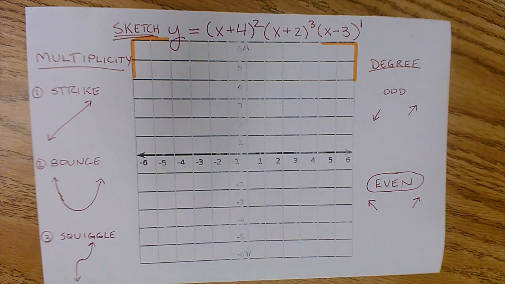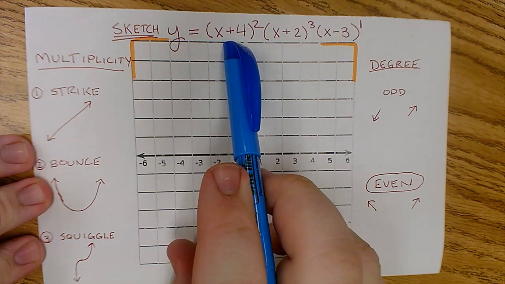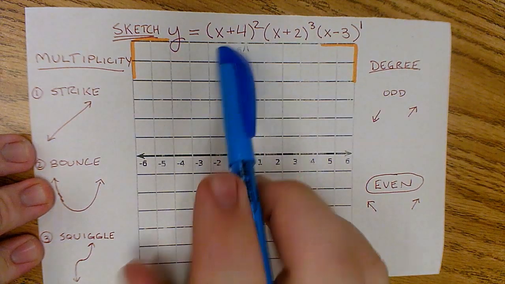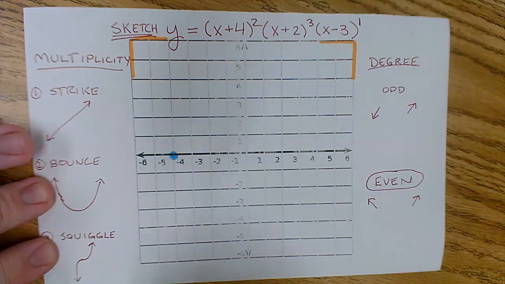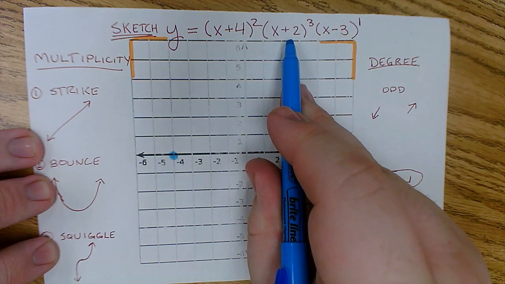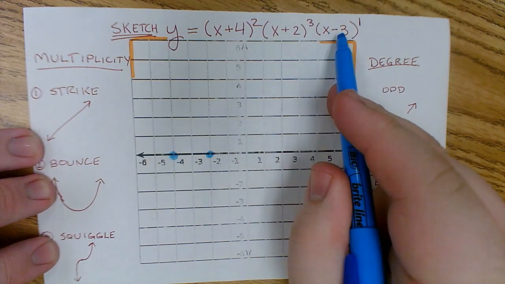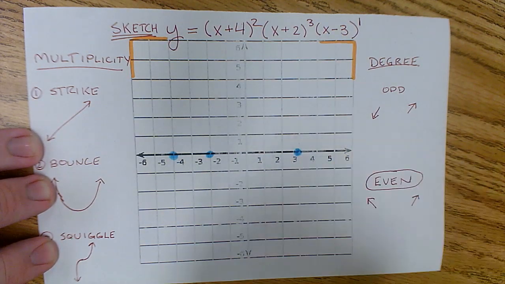Okay? Now, one more thing before we actually get started graphing this. We've got to determine where it's going to cross the x-axis. Okay? How we're going to do that is we're going to look at our factors. If we have a factor of x plus 4, it's going to hit the x-axis at negative 4. You switch the sign. If we've got a factor of x plus 2, it's going to hit the x-axis at negative 2. And if it's got a factor of x minus 3, it'll hit the x-axis at positive 3.